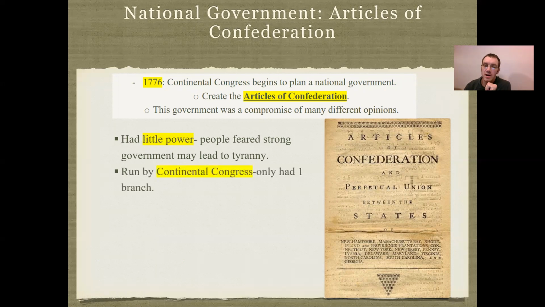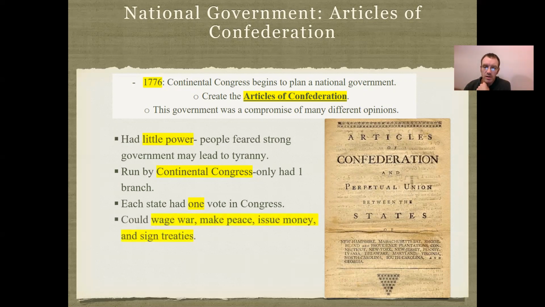Number two, it's run by the Continental Congress. There's only one branch. There's no executive branch with a president. There's no formal Supreme Court and judicial branch. It's just the Congress. And this is really showing you how much they were concerned about one person having too much power. Each state had one vote in Congress. Doesn't matter your size. You could be big and wealthy Virginia, or you could be small and tiny Rhode Island. You each get one vote. It's going to cause some issues later on, but we'll talk about that in the future.